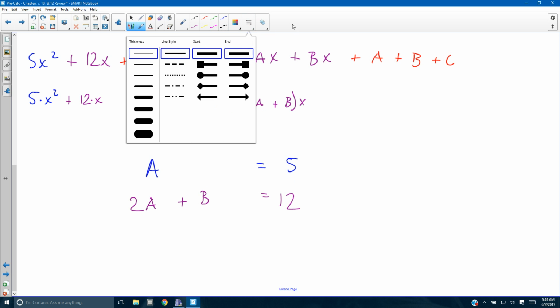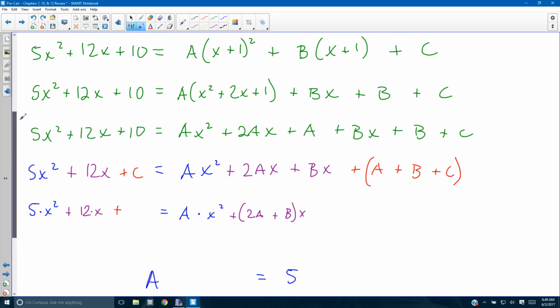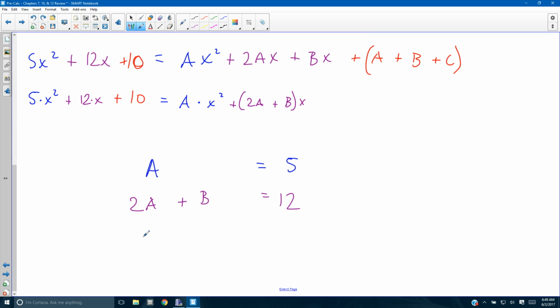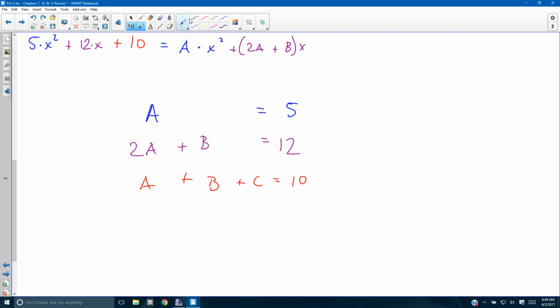Finally, we have a plus b plus c here. This entire quantity must be everything that, why did I put plus c here? That should say 10. A plus b plus c must represent 10, the last thing right there, so I can write that out. A plus b plus c equals 10. So voila, I have a system of 3 right here, and I can solve for a, b, and c and determine what this original decomposed set of fraction values were going to be based on it.